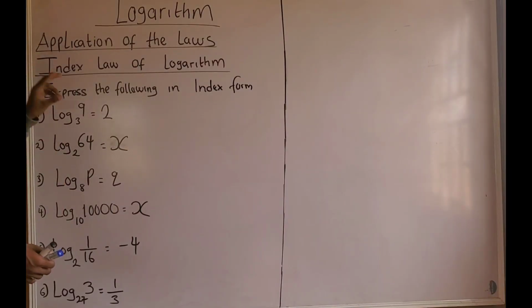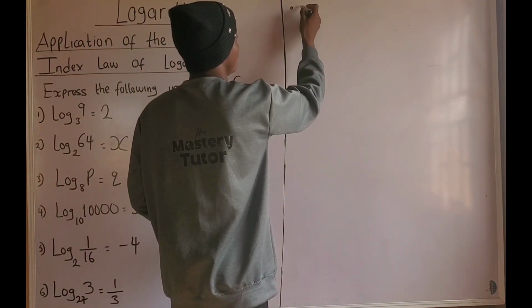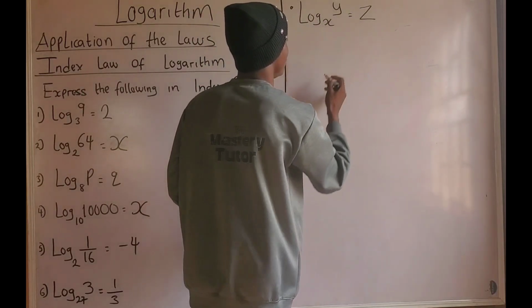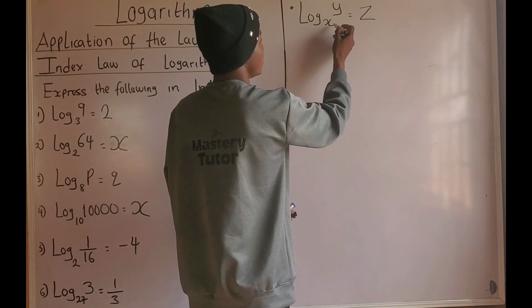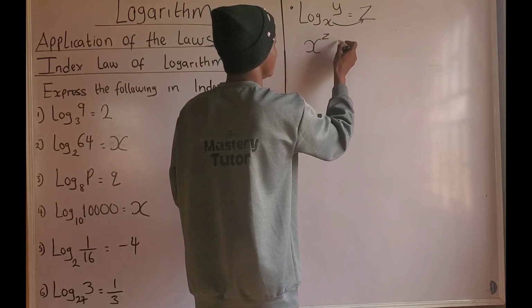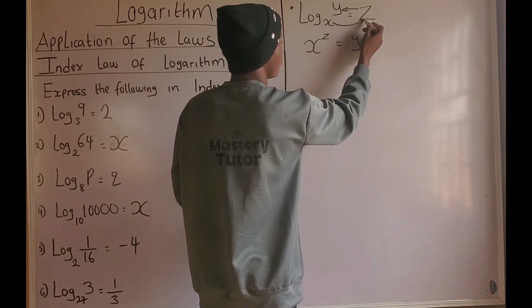So let's consider the question that we have on the board. We are looking at the index law of logarithm. We are asked to express the following in index form. The first question here is log 9 base 3 equals 2. We want to change this to index form. Don't forget that I told you that according to the index law of logarithm, if you have log y base x equals z, and you want to change this to index form, this base will carry what you have here. So I'm going to have x raised to the power of z, and you're going to equate it to what you have here, equals y.